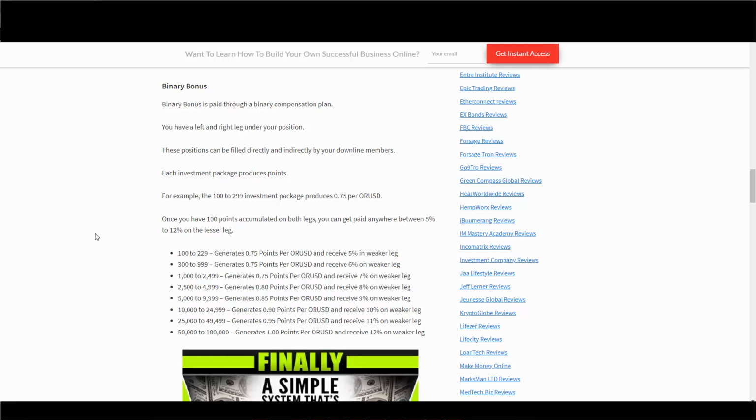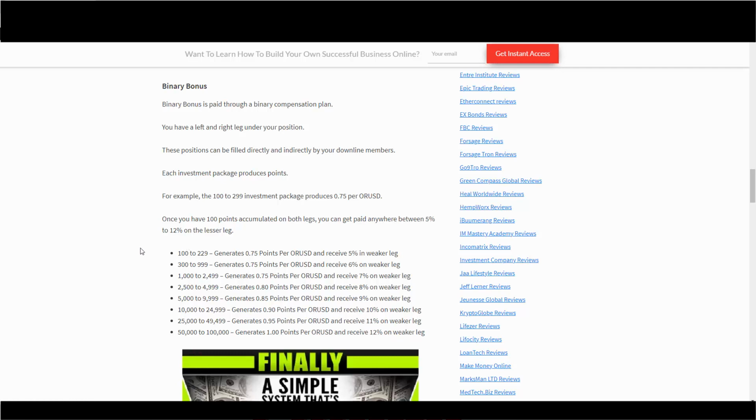The positions can be filled directly or indirectly by downline members. For example, the point system here is if you invest in the 100 to 299 investment package, it produces 0.75 points per ORUSD. So if you have 299 of these, you take that times the rate of points, and you get the points. Once you have 100 points on both sides of the legs, you can get anywhere between 5% and 12% on the lesser leg. And again, the higher you invest, the more points you get, and you get a higher actual payout when it comes to commissions on the weaker leg.